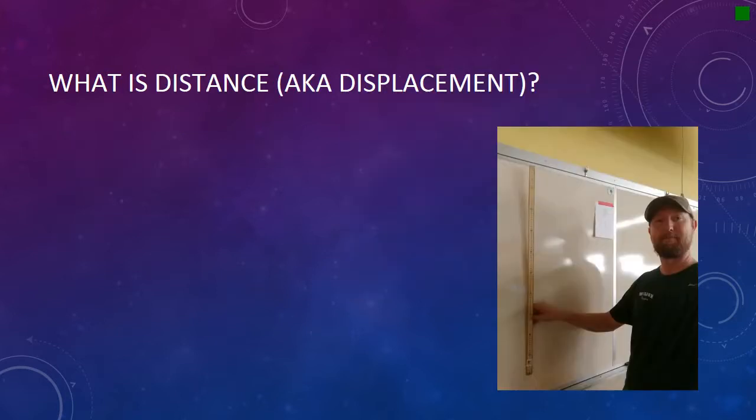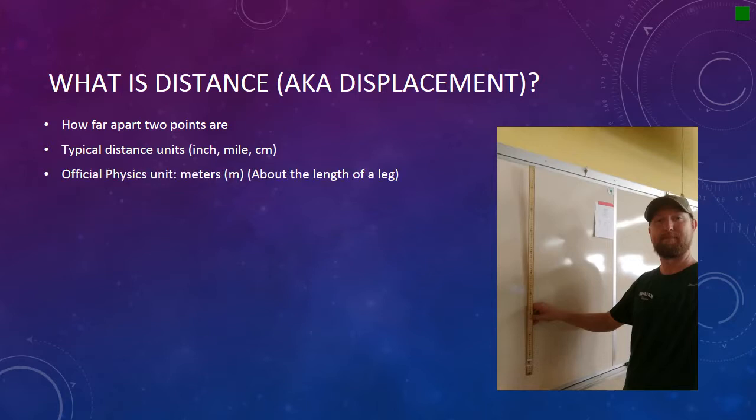The next fundamental variable we're going to be looking at is distance, which is also known as displacement. Distance is how far apart 2 points are in space, and the units for distance are inches, miles, feet, those kinds of things, but we're going to be using the metric system. So we're going to be looking at centimeters, and our official unit for distance is the meter, and it's about the length of a leg. So here's a little picture for perspective. About the top to the bottom of our whiteboard is about a meter.